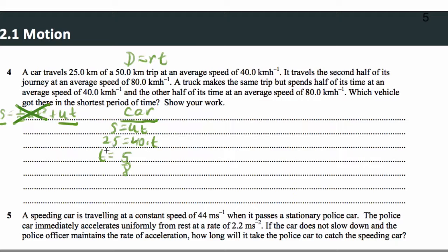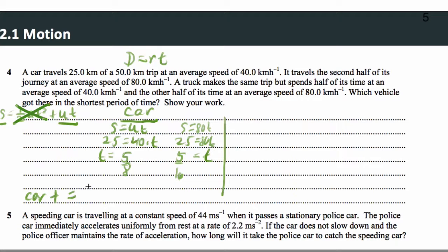And then we take the second half at a speed of 80 kilometers per hour. So we can say s equals 80 times t, 25 equals 80 times t. And the second part of this trip actually happens at 5/16 of an hour. Now when we add this up, we're going to end up getting the total time for the car.